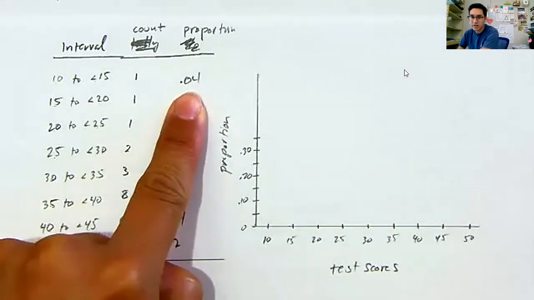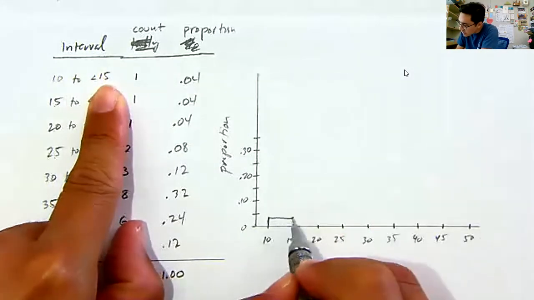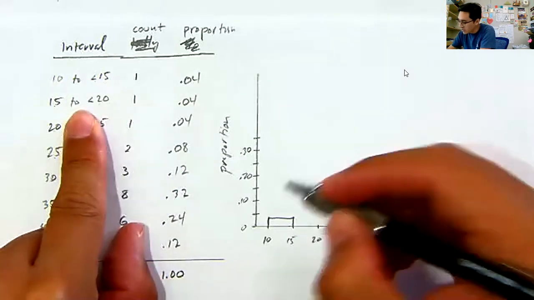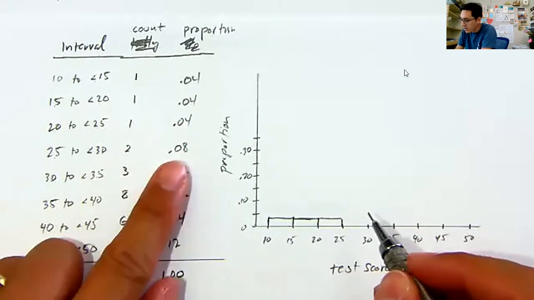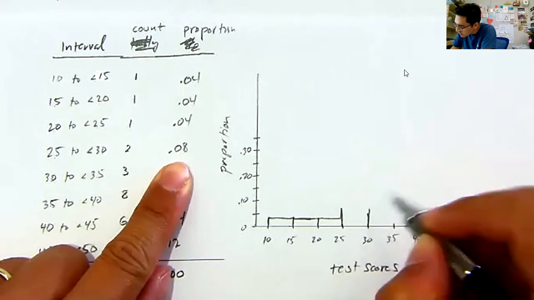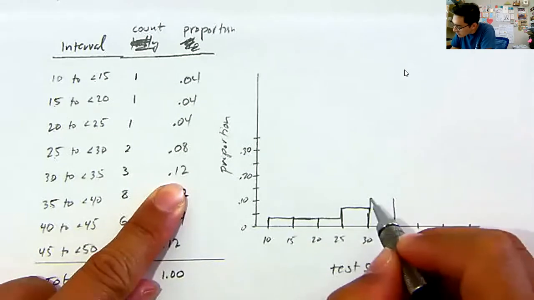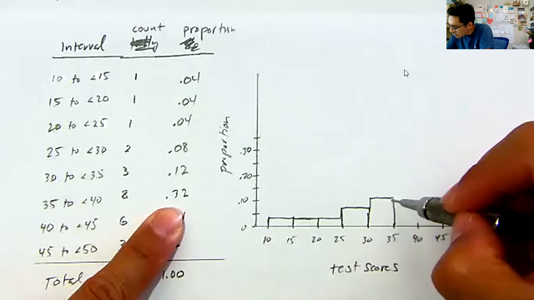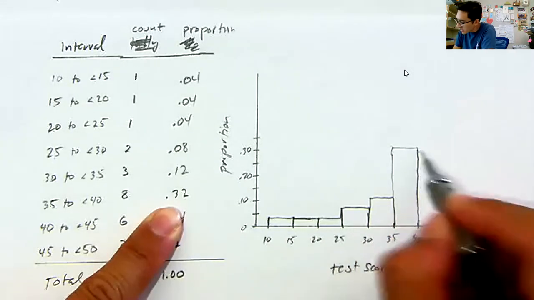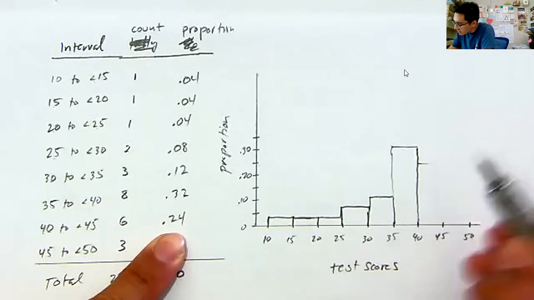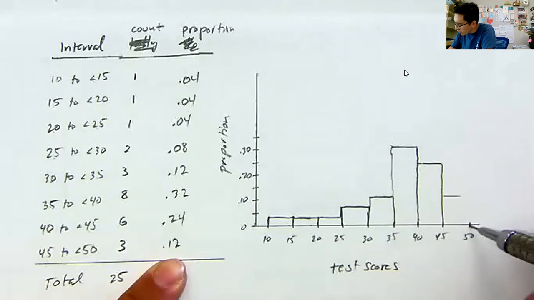Okay. So 4% of the class scored between 10 to less than 15. 4% of the class scored between 15 and 20. 4% of the class scored between 20 to less than 25. 8% of the class scored between 25 to 30. 12% of the class between 30 to 35. 32% of the class between 35 and less than 40. 24% of the class between 40 to 45, and then 12% of the class 45 but less than 50.